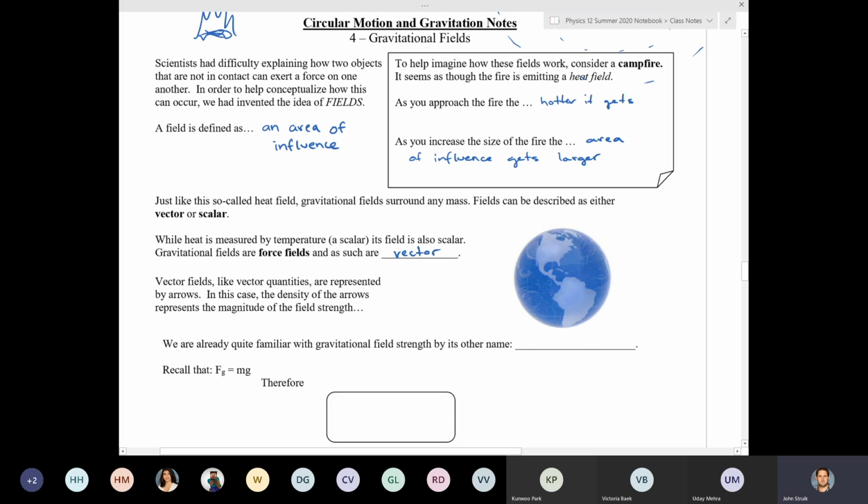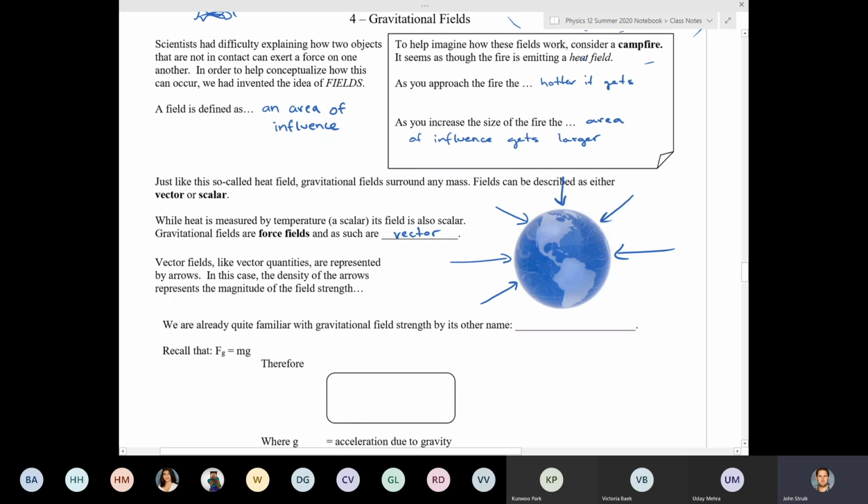Okay, and we represent them by arrows. Now, if you think about the Earth, let's say, you know which way gravity goes. Gravity goes this way, and so that's the direction of our vector arrows. They always point towards the mass. Now, technically, the density of the arrows represents the magnitude of the field strength. So you would have a lot of arrows close to it, and then over here, it would be way fewer arrows because it's not as strong. So you have many more arrows surrounding the mass.